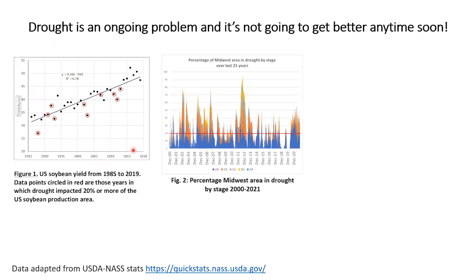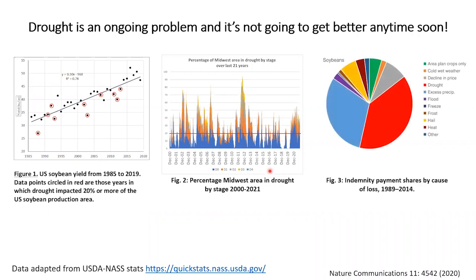And when we look at it in a slightly different presentation, here we've got D0 through D4 drought, you can see it's not just an infrequent occurrence. This actually occurs every few years, and in some cases it's quite significant, and much of the soybean production area is impacted by drought. And when you actually look at the money, these are all of the indemnity payment shares, that is crop insurance, losses from 1989 to 2014. Drought is the largest proportion of this, with excess precipitation, i.e. flooding or being unable to plant, being the next largest.